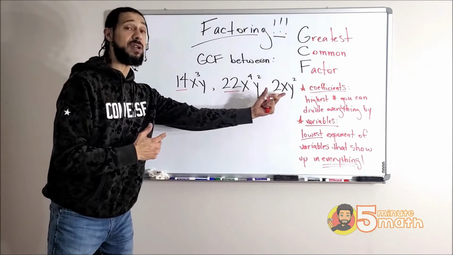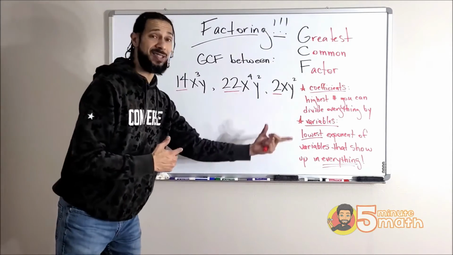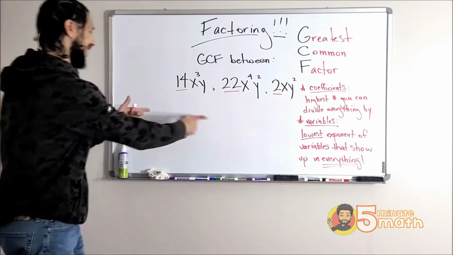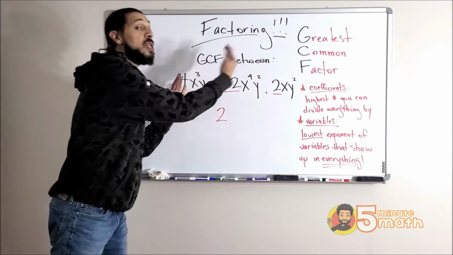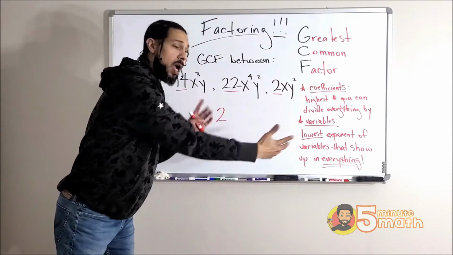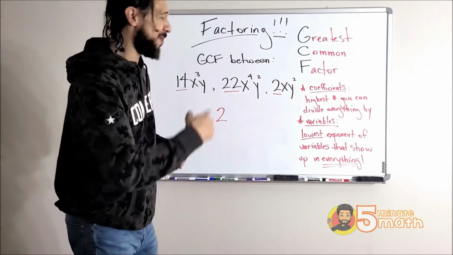Since I have a 2 here, there's only a couple of numbers I can divide 2 by. Can I divide both of these numbers by 2? Good. Now that's going to be the coefficient part of my GCF. If there isn't a number that I can divide everything by, it's possible to have a GCF of 1. We'll talk about that a little bit more later.